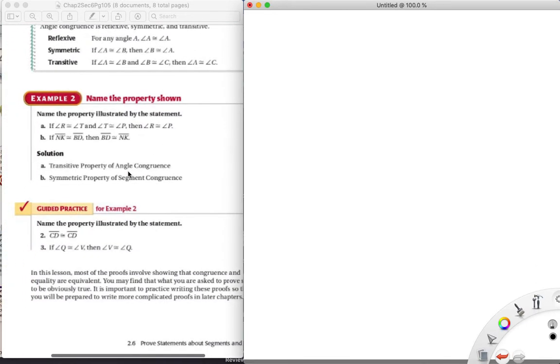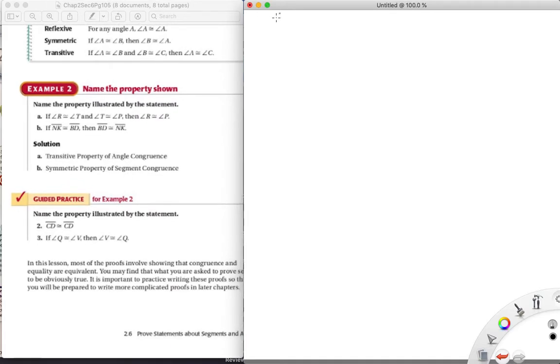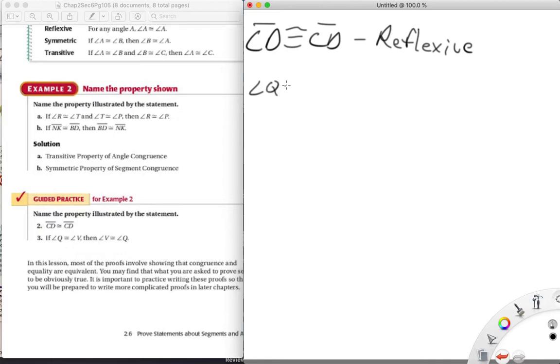They want to name the property shown. So CD congruent to CD, that is reflexive. Angle Q is congruent to angle V. Then angle V is congruent to angle Q. That is symmetric.